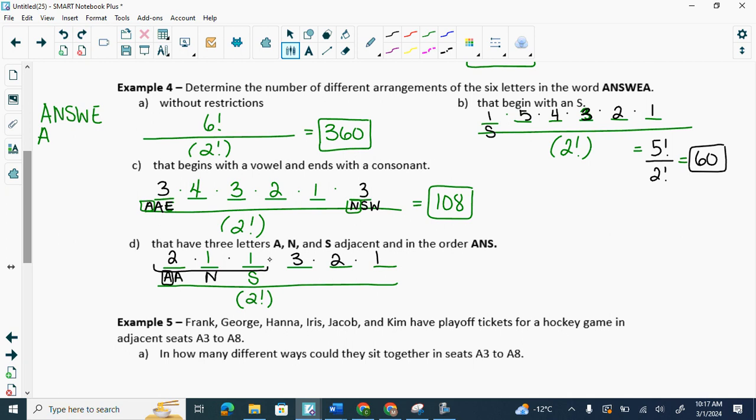Am I done? I have to multiply by how many? 4, because they have to be able to move, correct? So times 4. So you actually get 24. I don't know why it's switching colors on me.